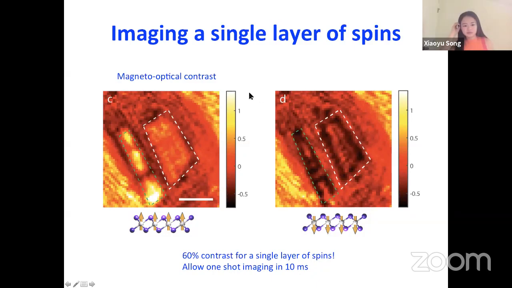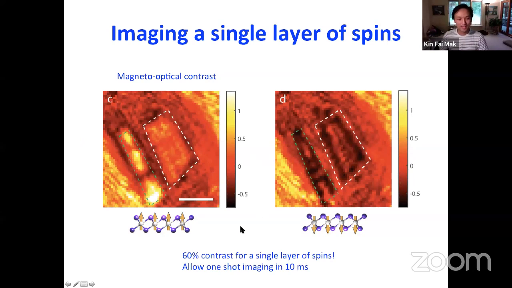This is basically the technique we use to detect. So let's see how it works. This is a monolayer of chromium bromide again, with the spins prepared in the up state by applying an out-of-plane magnetic field and saturating there. And you can actually see a clear signal. This is the boundary of the sample, a clear, brighter signal compared to the substrate.